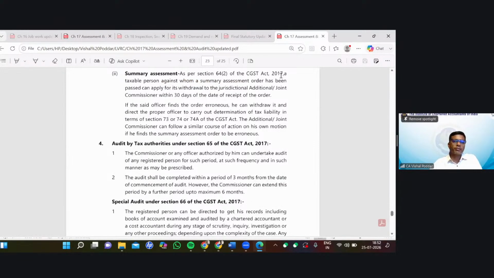As per Section 64 of the Act, a taxable person against whom a summary assessment order has been passed can apply for its withdrawal with the jurisdictional authority within 30 days from the date of receiving the order. If the said officer finds the order erroneous, he can withdraw it and direct the proper officer to carry out determination of the liability. So the second case where the order can be withdrawn is summary assessment.